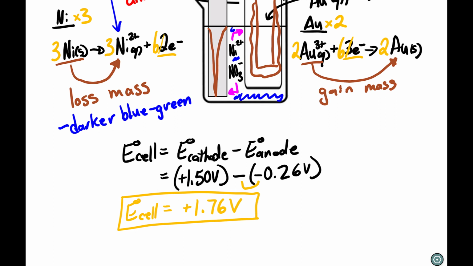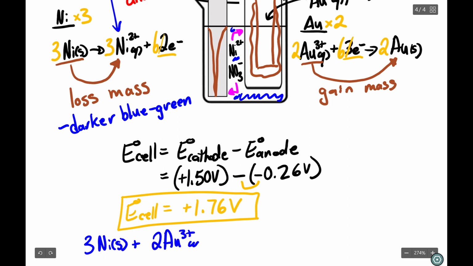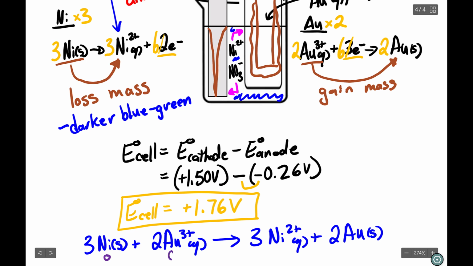Just looking at the two half reactions, because I've already got them balanced independently, I'm going to put those together. So I would have 3 nickel solids plus 2 Au3+ aqueous, producing 3 nickel 2+ aqueous plus 2 Au solid. Now in terms of charge balancing, I can see that this is 0 for nickel, 6 plus for the gold, 6 plus for the nickel ions, and 0 for the gold solid. 6 plus is equal to 6 plus, so that's balanced.